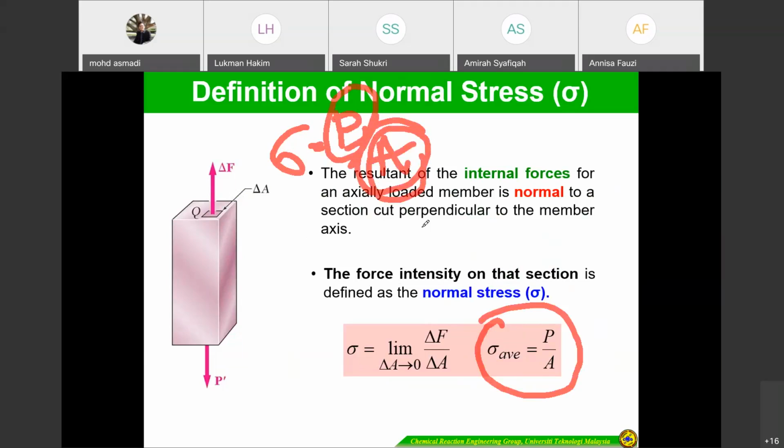What A is, the area, depends on the shape, whether it is a circular or cylinder shape, or like this shape, which is like a rectangle or square. So you have to consider the area.